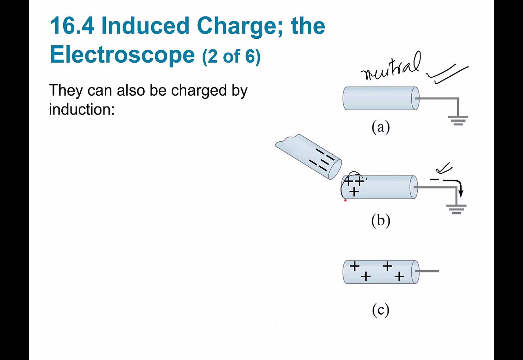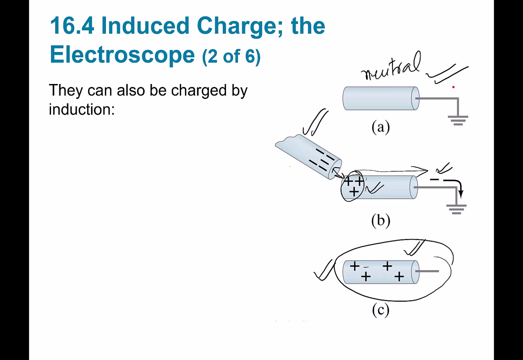And hence this side is left more positive, which causes the attraction between the two. The electrons are pushed away from this end because of the repulsion. And if you now take away this rod and move it far away, this charge is redistributed on this, and we say that we have charged this neutral rod positively. This is how you can charge a rod by induction.